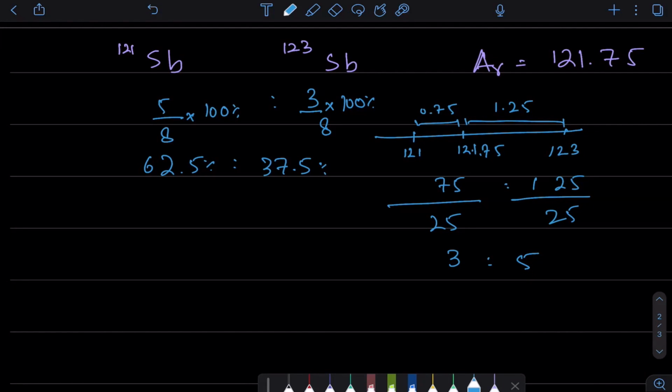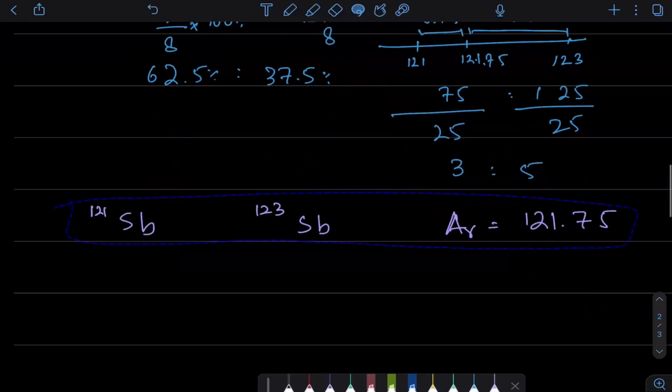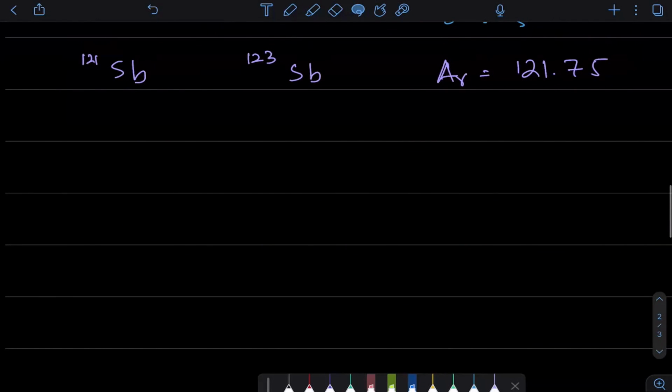Now, let's say somebody is not comfortable with this. Somebody's like, ye kya hai? Mujhe ye nahi karna, mujhe koi aur method karna. So here's another method of doing the same question. So same question, I want to figure out the percentages. So here's what I'm going to do. I'm going to say, okay, this is X percent. So this is 100 minus X percent because total is 100%. So now I'm going to use the formula.